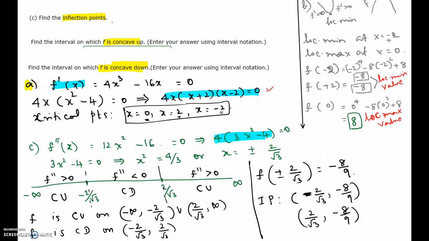So whenever you find the y-coordinates, keep in mind you have to plug the x-coordinate into the original function f. Then the second derivative of f will determine concave up or concave down, and then the inflection points. The first derivative will determine whether the graph is increasing or decreasing, and help find the local max and the local min. Hope this video helps.